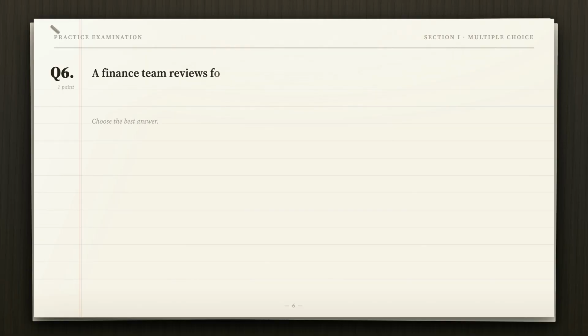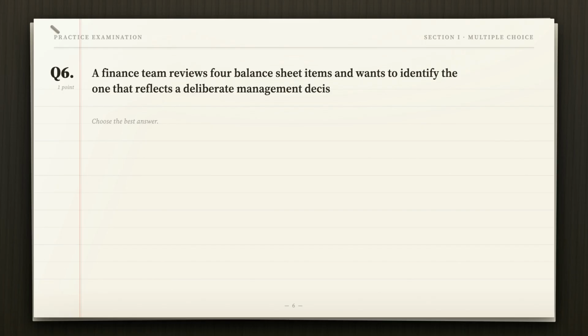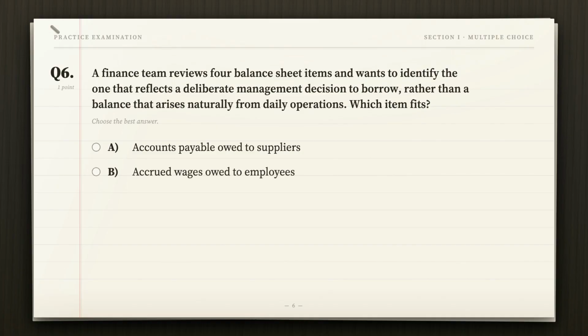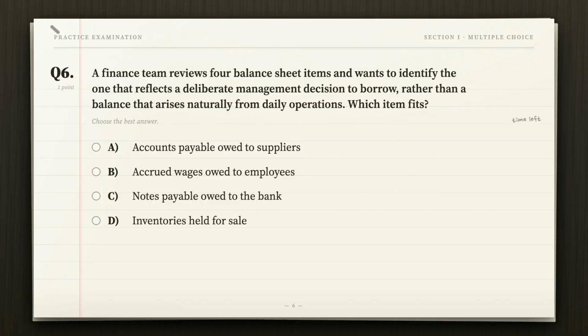Question 6. A finance team reviews 4 balance sheet items and wants to identify the one that reflects a deliberate management decision to borrow, rather than a balance that arises naturally from daily operations. Which item fits? Your options are A. Accounts payable owed to suppliers, B. Accrued wages owed to employees, C. Notes payable owed to the bank, D. Inventories held for sale. Which would you go with? Lock it in before the reveal.